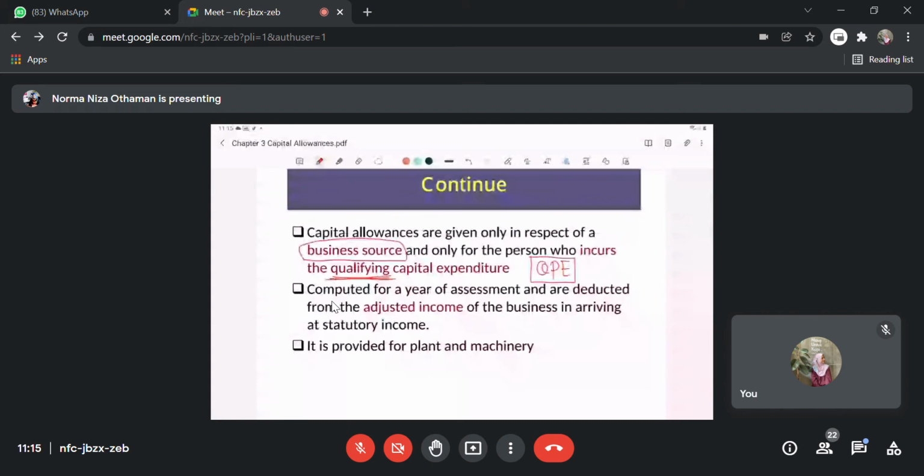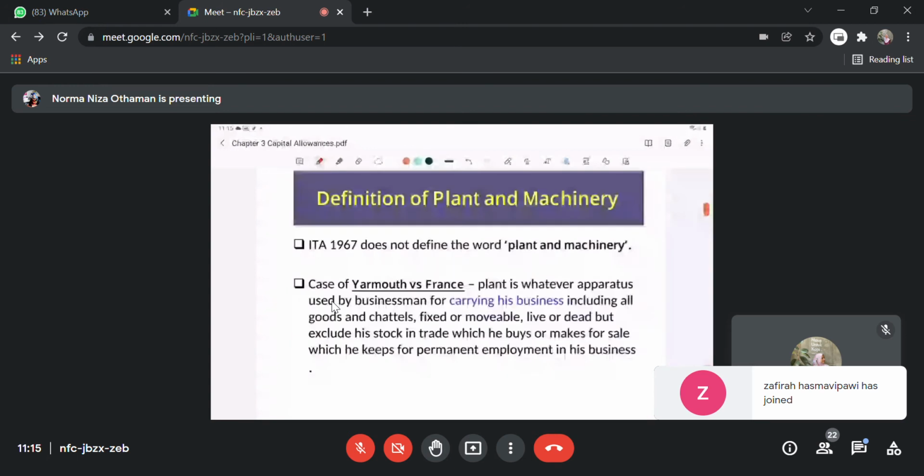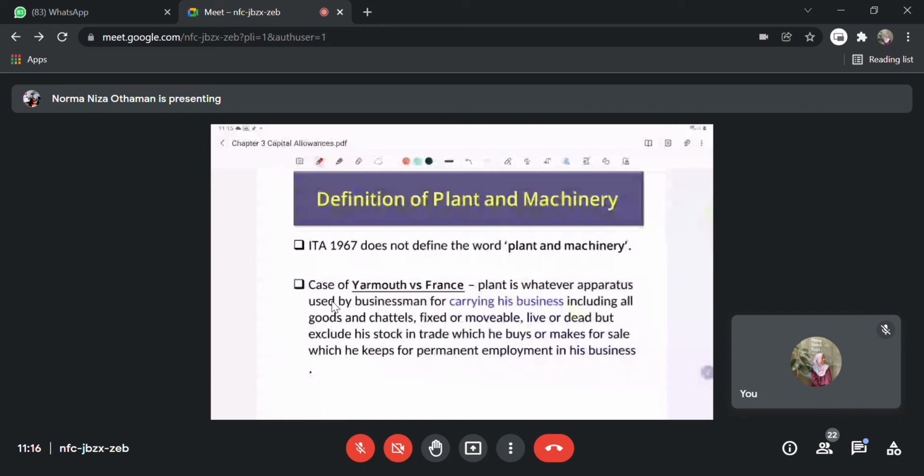So setakat ni is it okay guys? Okay. So kita akan kira untuk kita dapatkan adjusted income. Right, nanti we will show you the format lah. So this is the first, okay, the definition of plant and machinery. So dia kata plant is whatever apparatus. Apparatus ni apa guys? What is the means by apparatus?